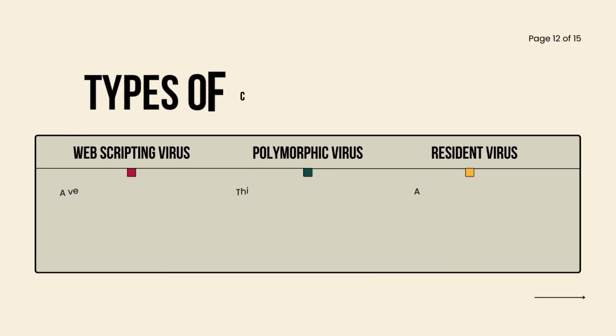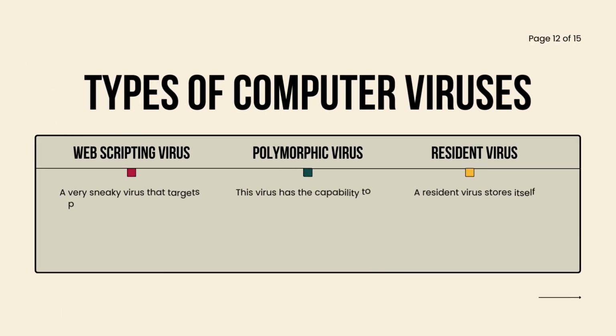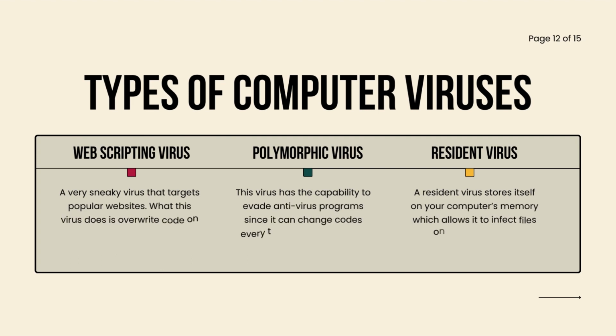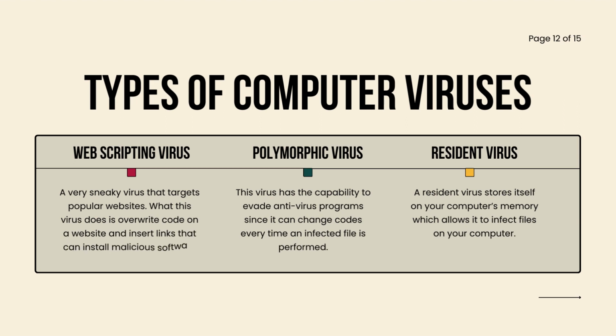The next we have is web scripting virus. A web scripting virus is a very sneaky virus that targets popular websites. What this virus does is overwrite code on a website and insert links that can install malicious software on your device. Web scripting viruses can steal your cookies and use the information to post on your behalf on the infected website.